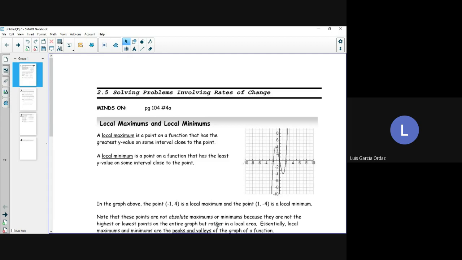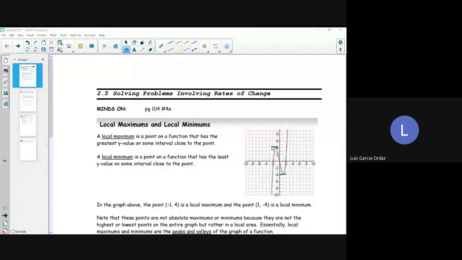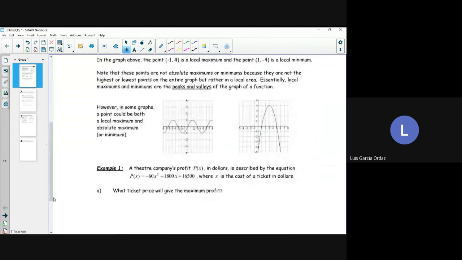So we talked about this in the polynomial unit, local maxes and mins. Remember, this only happens with odd degree polynomials. So as you can see, over here is a local max, and over here is a local min, because they are not the absolute highest or lowest points on that graph.